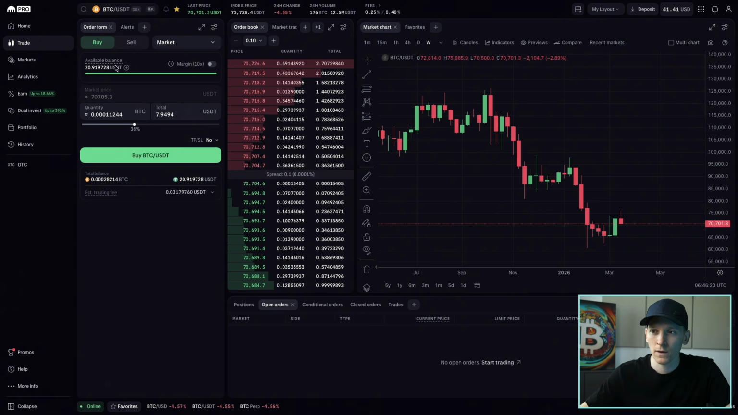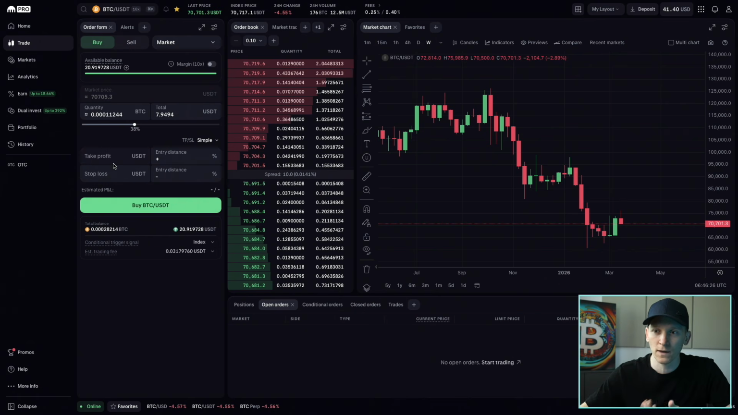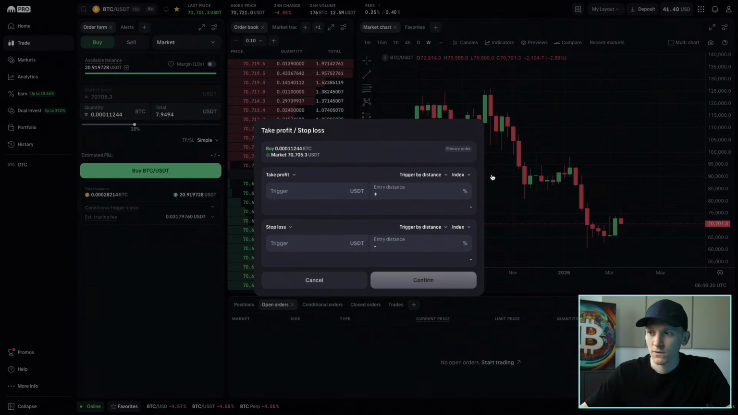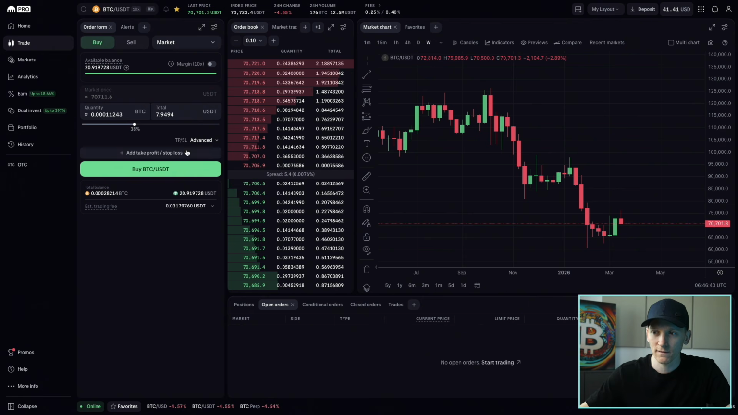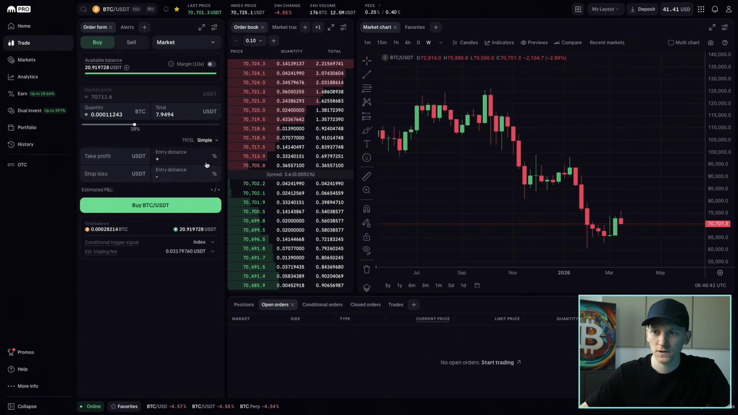But we're going to buy some Bitcoin. And rather than just buying, I'm also going to go to the side here, TPSL. We're going to go to simple and then put our take profit and stop loss order in. Now there is an advanced feature as well. This just lets you change the price at which your orders go in at. So either index or last. There's going to be virtually no difference here, so I wouldn't bother changing it. Just leave it as is. And it's actually better just to use the simple feature.